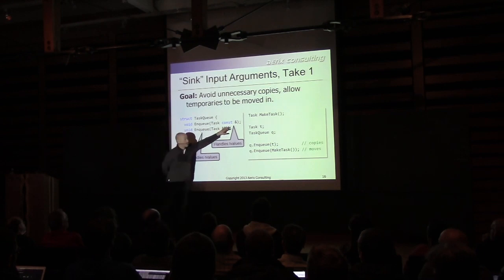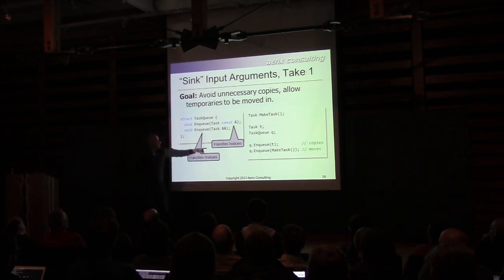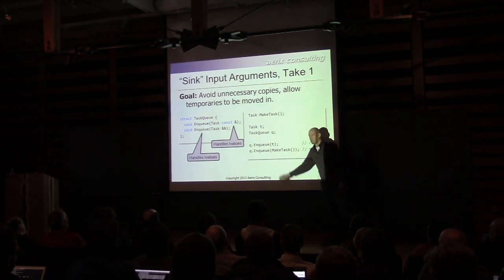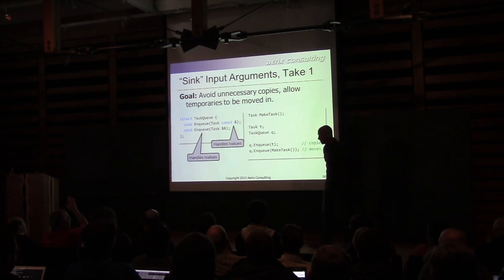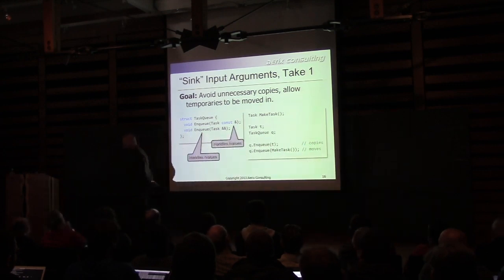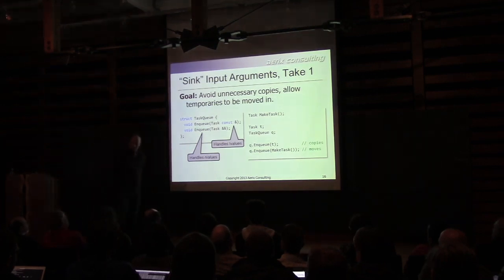Okay, I've got an L value task and an R value task. If we've got this code over here, a function that makes tasks and a task queue, this would call the copy and copy it in, and this would move it in. Well, this is pretty great, right? We don't pay for any unnecessary copies, and we're moving stuff in, and that's supposedly pretty cheap, so that's pretty exciting. Marshall?